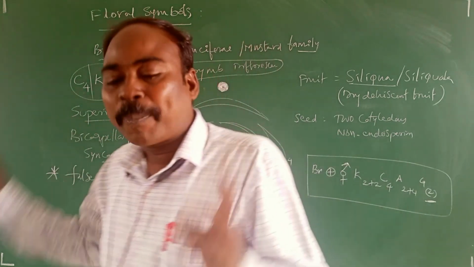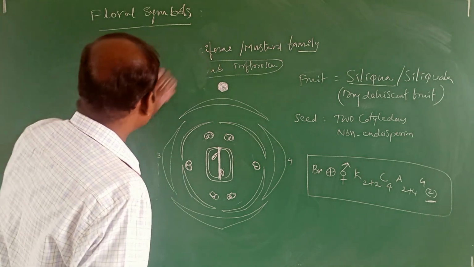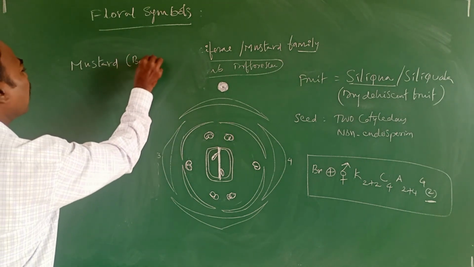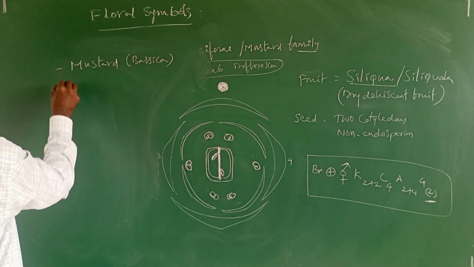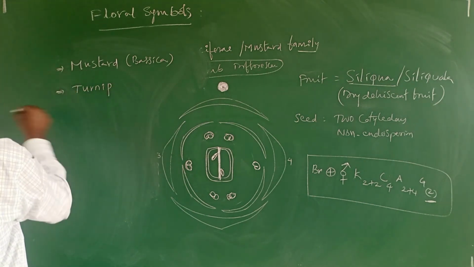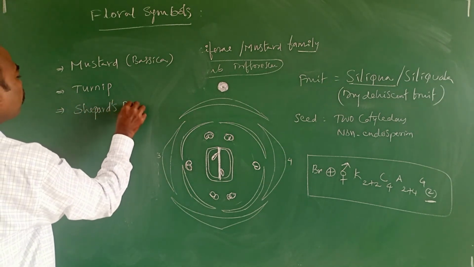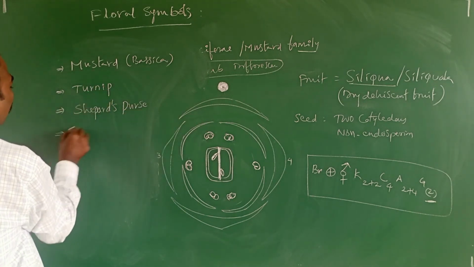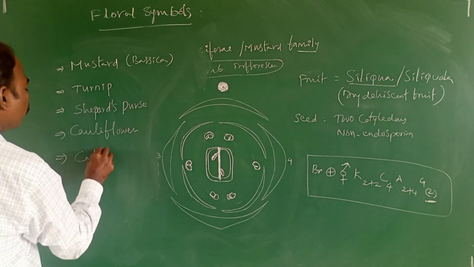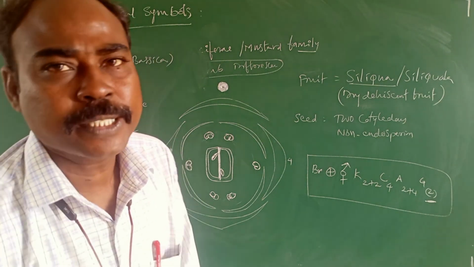Some of the important plants. What are the important plants of Brassicaceae? Mustard, brassica, turnip, shepherd's purse, cauliflower, cabbage. These are the important plants belonging to this family.